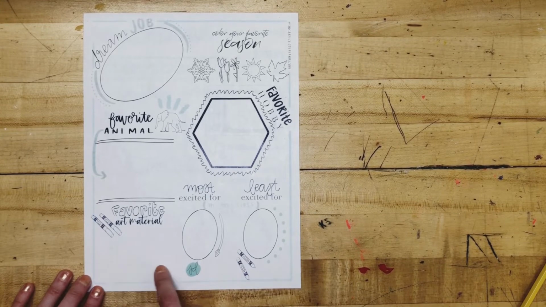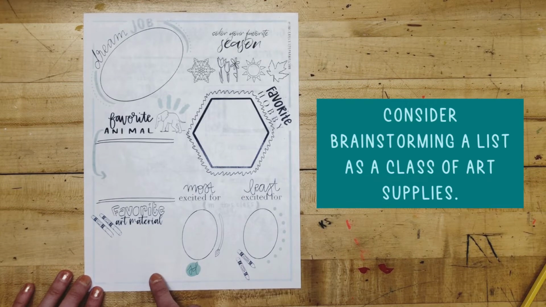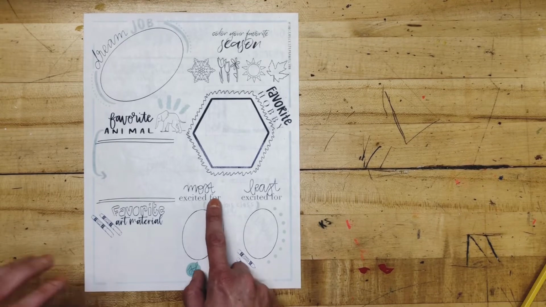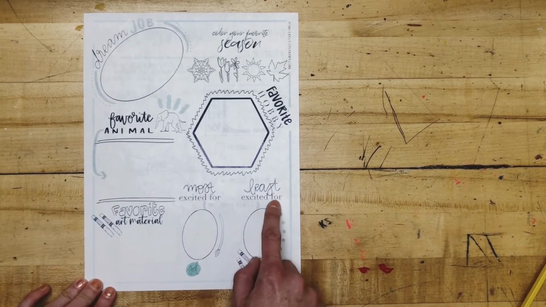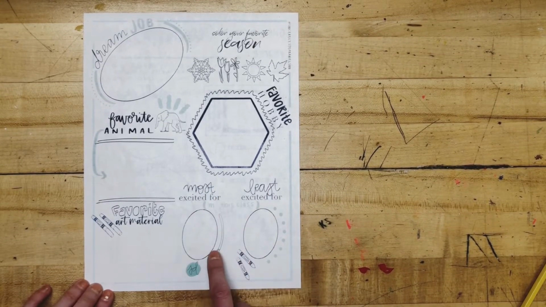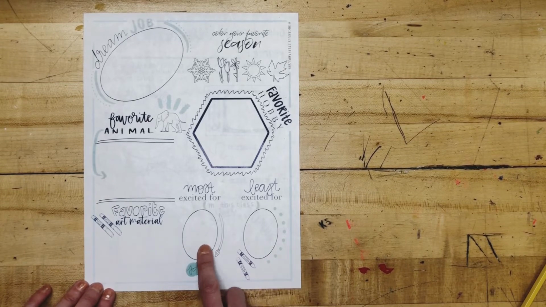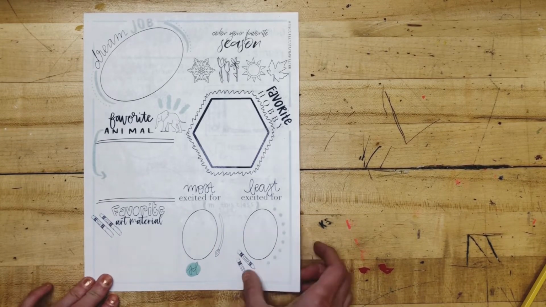Favorite art material. Some of them will not have had art before, so you might want to make a list on the board as a group, as a class, and then just give them some ideas of what they could use. You can maybe see it's a little faint. It says most excited for in this class, least excited for in this class. I am asking them to write inside of these two. That will help me understand where they are in their mindset for what they're excited about and what they're least excited about, where drawings I can't always interpret as well.